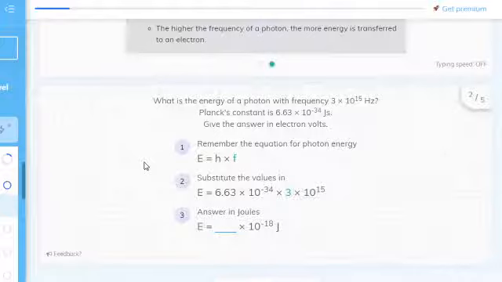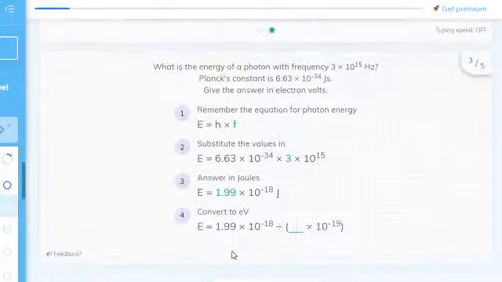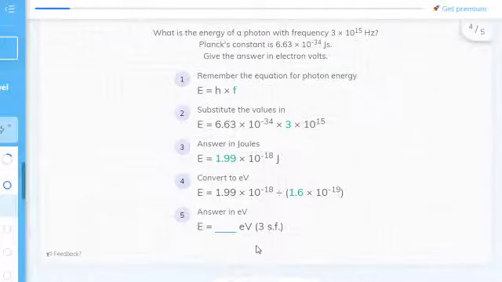Substitute the values in. Yeah, 6.63 times 10 to the minus 34 times 3 times 10 to the 15 is 1.99. Oh, I was being an idiot. Basically, our physics teacher was like, in physics, never do standard form the way you're meant to do standard form unless you're giving an answer. So convert to electron volts, so that's 1.6. So 1.99 divided by 1.6 is 1.24.